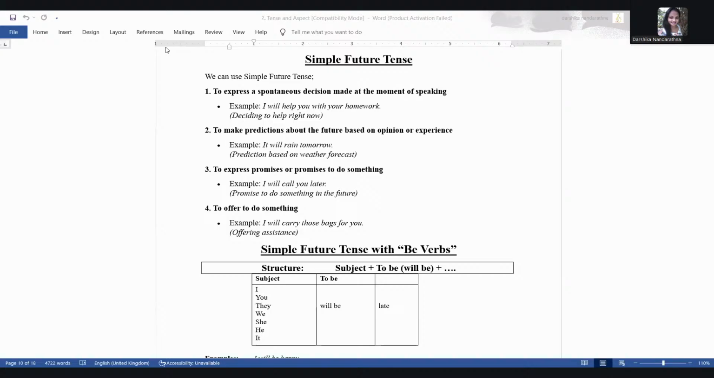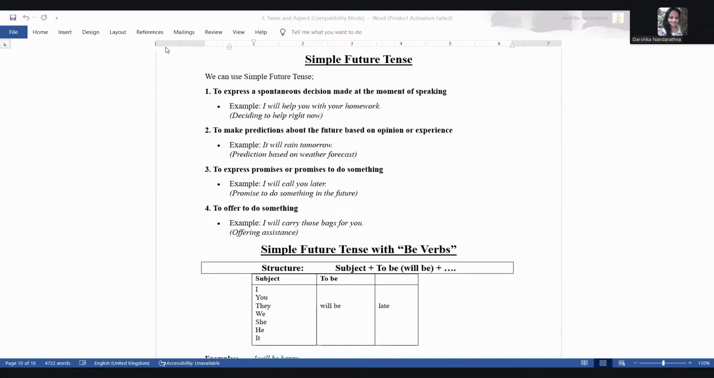So these are the occasions we can use simple future tense. We can use simple future tense to express a spontaneous decision made at the moment of speaking, to make predictions about the future based on opinion or experience, to express promises, and also to offer to do something. Okay. So if we speak about simple future tense with be verbs, we have only one be verb to construct simple future tense sentences.